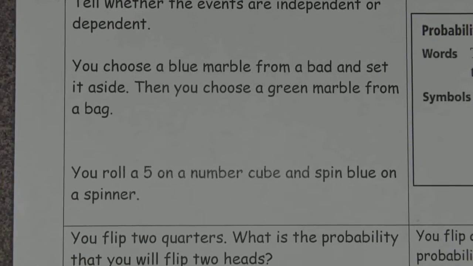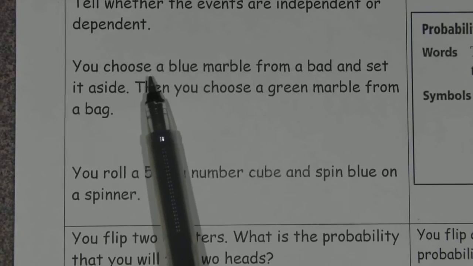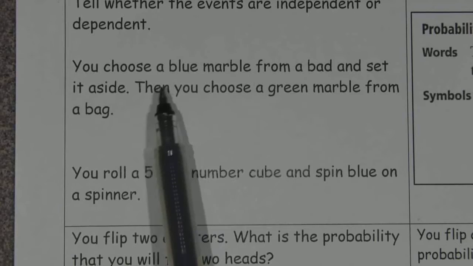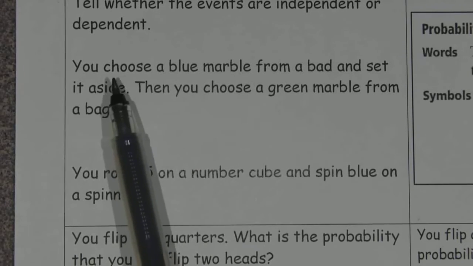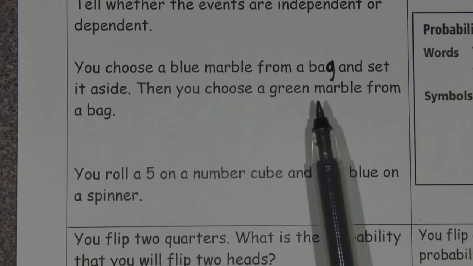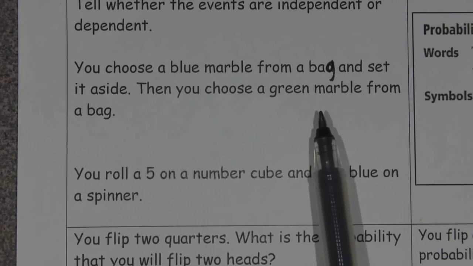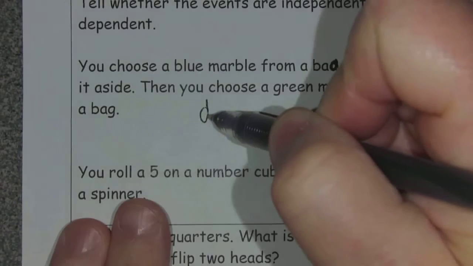Okay. So another two examples to just decide whether or not they're independent or dependent. This one says you choose a blue marble from a bag, and set it aside. Then you choose a green marble from the bag. So what about that? What do you think? Independent or dependent? It's dependent. Why is it dependent?